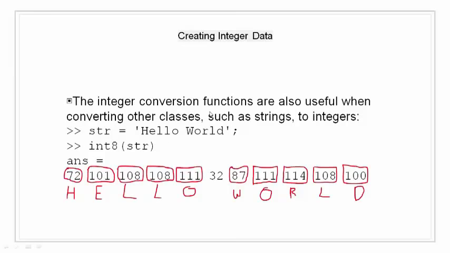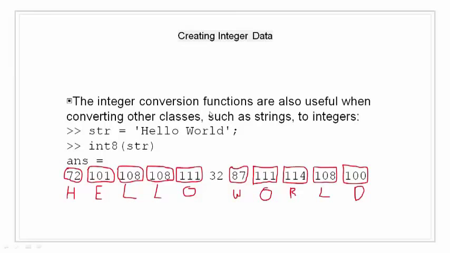The integer conversion function. Not only are the integer conversion functions used to create integer data, they are also useful when converting other classes such as double, and especially strings, to the integer class. The slide shown here is an example where a string, that is nothing but a character array, is converted to an integer. So the string hello world is converted to an integer.